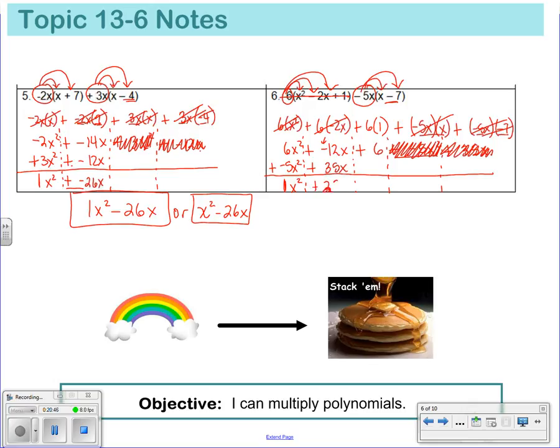And then x. And then last but not least, there's nothing being added to the 6, so we just put a positive 6 down here. So now let's get rid of our little dashes. We have x squared plus 23x plus 6. We have now distributed and combined terms by stacking them up.